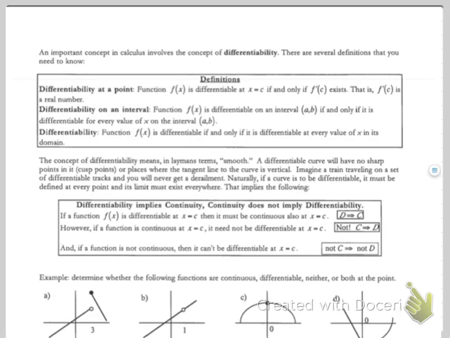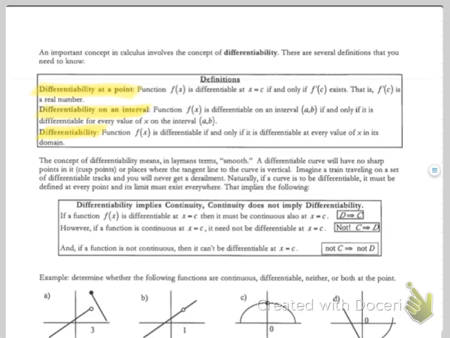All right, so an important concept in calculus involves differentiability. There are several definitions that you need to know. Differentiability at a point, on an interval, and just differentiability in general. At a point, a function f of x is differentiable at x equals c, where c is a constant, if and only if f prime of c exists. Okay, so basically the derivative has to exist there. That is, f prime of c is a real number, not an imaginary number, but a real number.